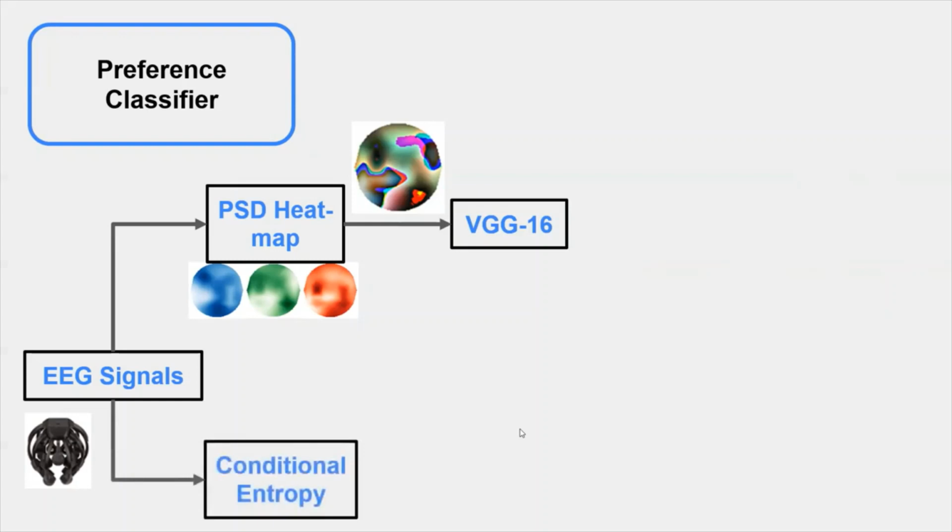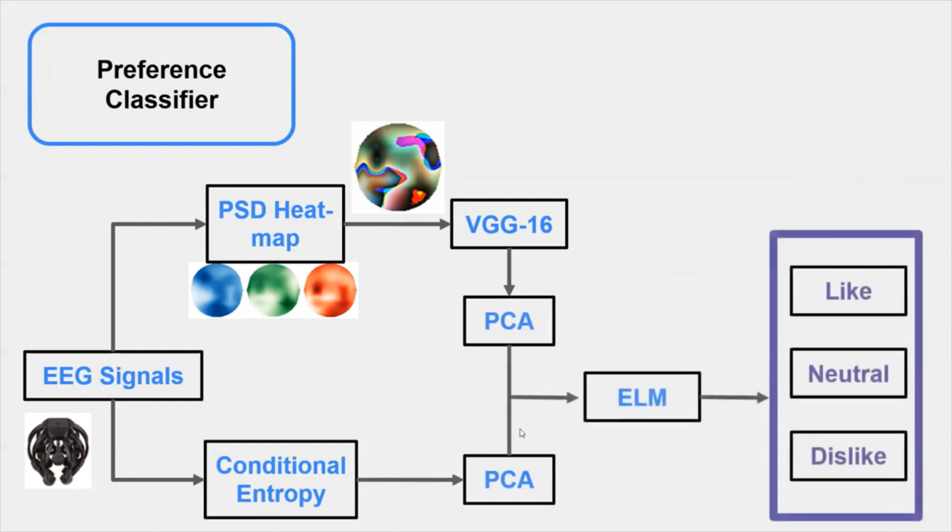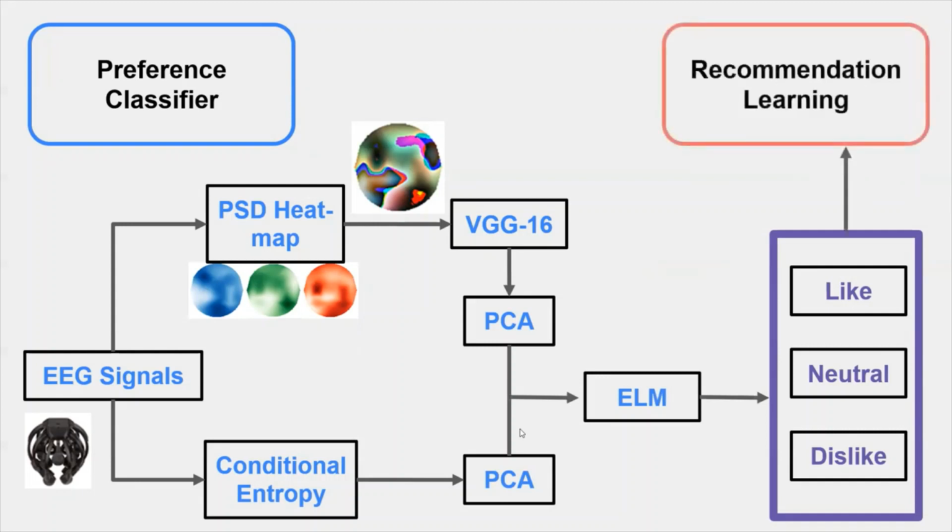On the other hand, QPlay also calculates the conditional entropy for each electrode pair as features. Both feature sets are down-selected by PCA, and finally, QPlay combines these two feature sets and classifies them into like, dislike, and neutral using an ELM. These preference labels will be sent to the recommendation learning, the second element of QPlay.